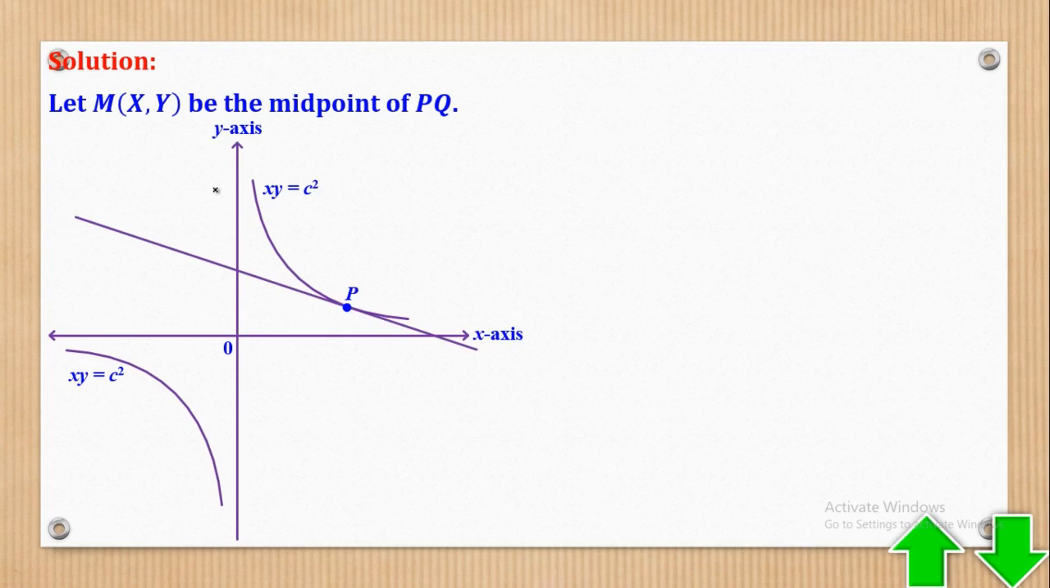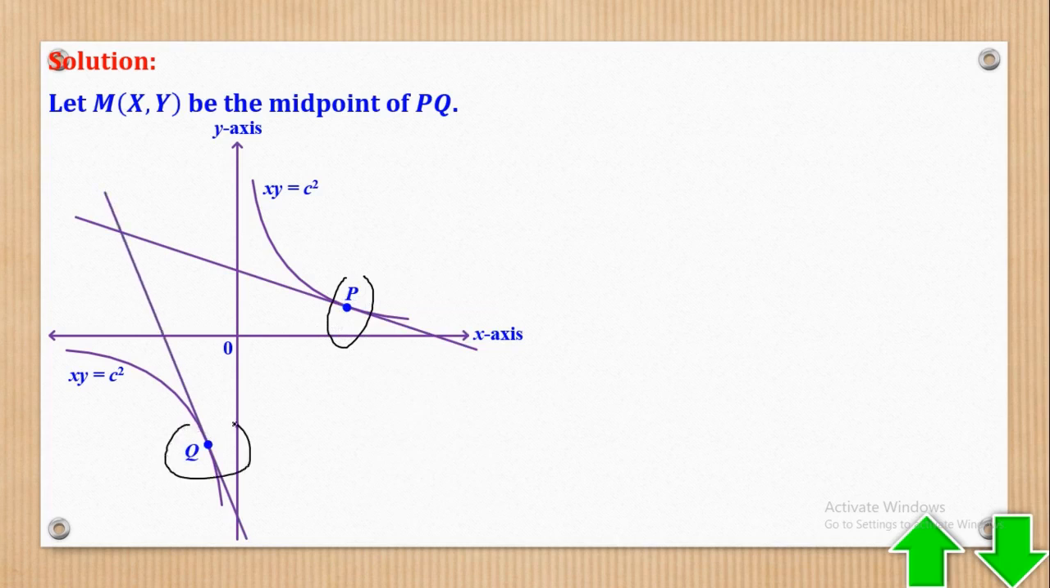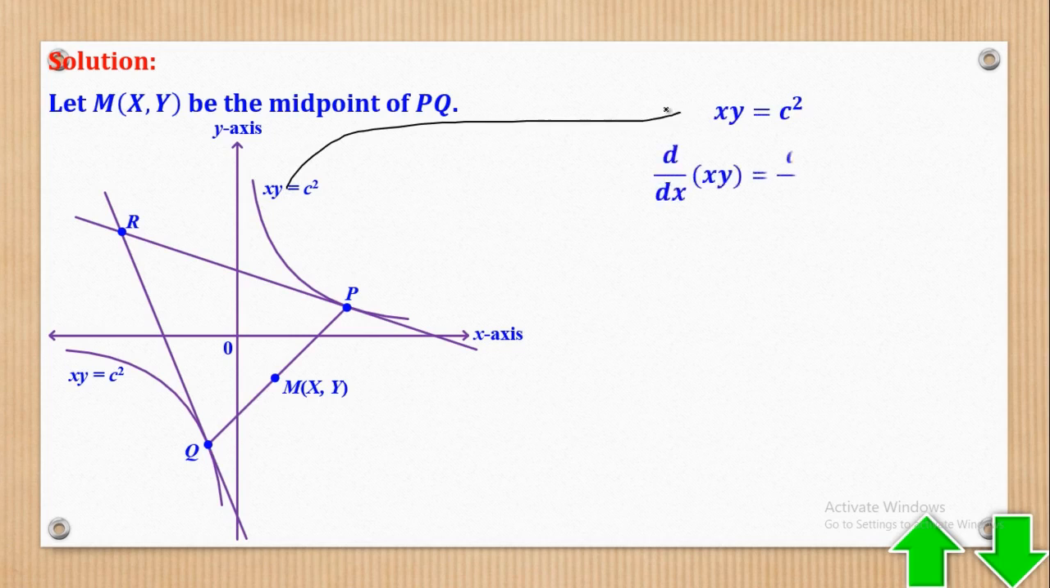So we have a tangent at point P and also a tangent at point Q. They intersect at point R. We want the locus of the midpoint of PQ, and this is the locus they want. So you come and call the equation of the hyperbola, then differentiate it to come up with that.